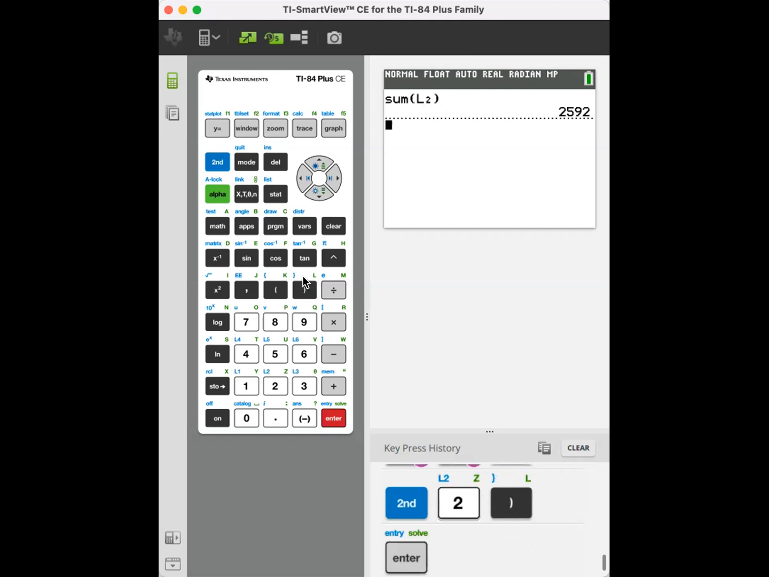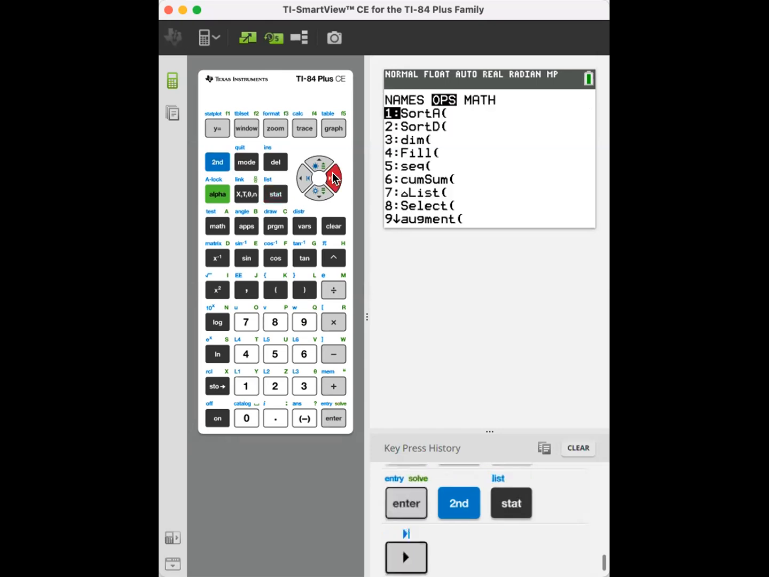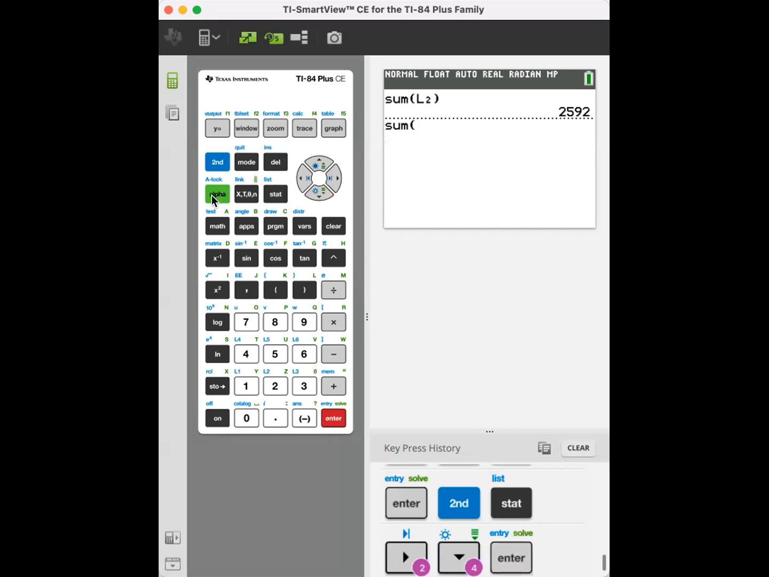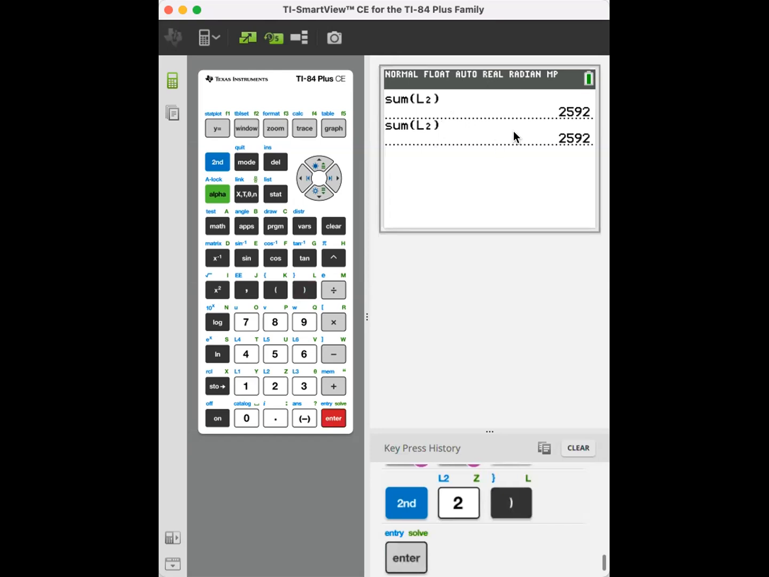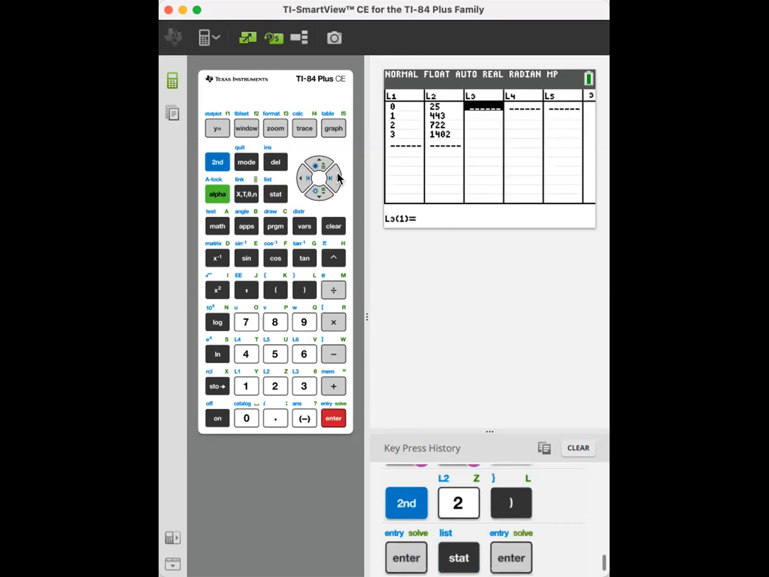I'll do that again. So what do I want? I want the sum of L2. So what do I do? I go to second function list, move my cursor to math, move it down to sum, and then second function again, L2, close parenthesis, press enter. There goes the sum of L2. That's what I needed. So I can go back to stat edit now.